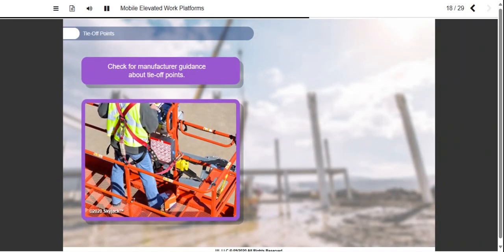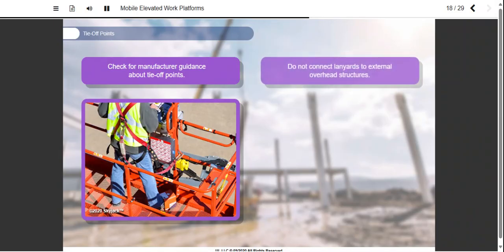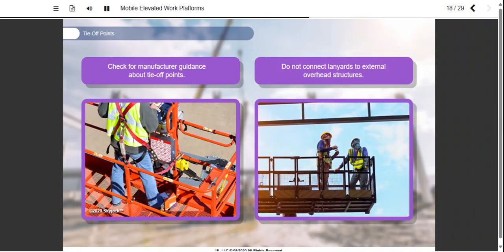Check for manufacturer guidance about designated tie-off points. Generally, guardrails are too weak to use as tie-off points. Do not tie off on them unless the manufacturer identifies a point specifically designed for this purpose. Do not connect your lanyard to external overhead structures. If you forget to disconnect, you may be pulled from the lift when it is moving or being lowered.